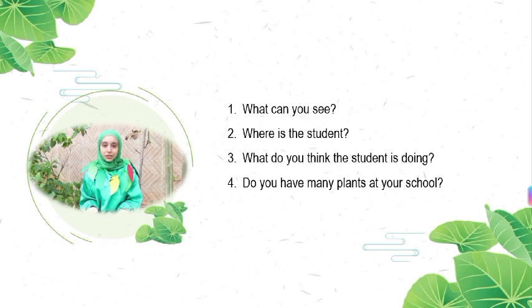Great. So what you can see in the picture is a lady or a student wearing green clothes, a green veil, and also tied her neck with leaves. The background of the picture is also a plant on the left side, and she seems to be talking because her mouth is slightly open. And for the last question, okay, so you have many plants at your school. Great.